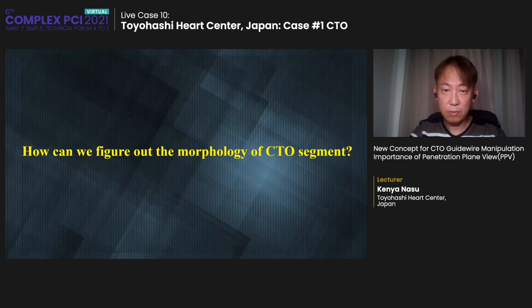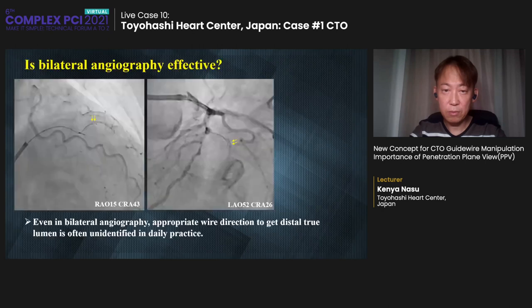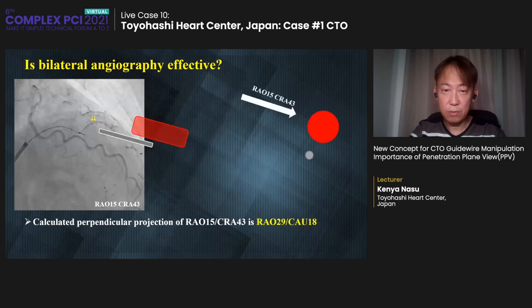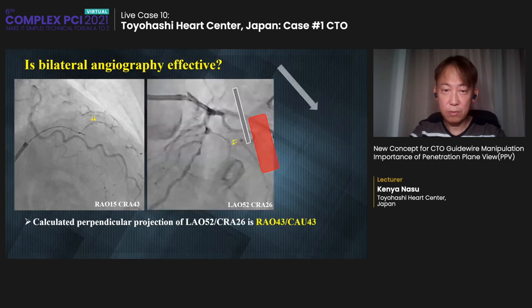So how can we figure out the morphology of the CTO segment? This is a diagonal CTO case. In our typical practice, we use the AP cranial and AP caudal to determine which way the wire should advance for diagonal CTO cases. These angles were used because we thought these were the perpendicular views. If we look at RAO 15 and cranial 43, the true lumen and the wire position look like this. If we look at this in the short axis, the view is from about 10 o'clock.